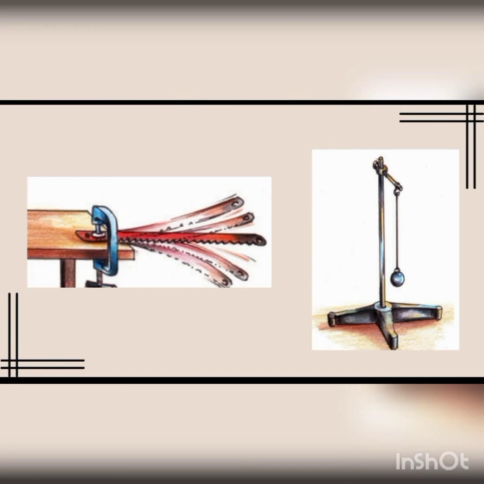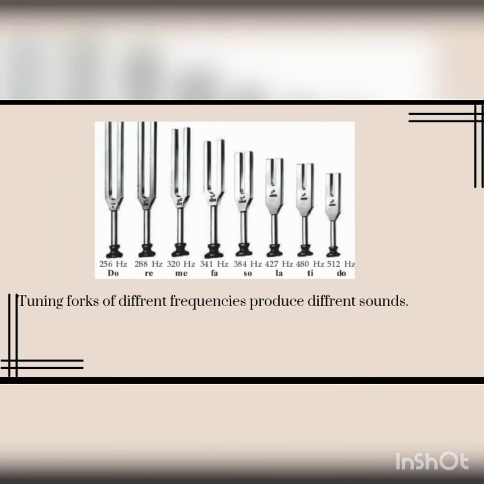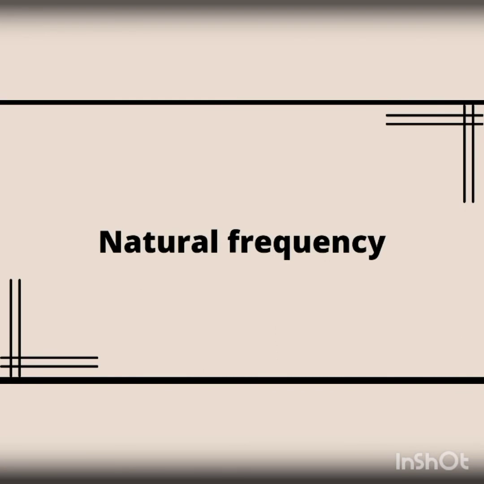Now let's take another example. Set different tuning forks of different frequencies into vibration and listen to the sounds produced. Notice the frequency marked on each of them. We can experience the difference in sound produced by them. The tuning forks of different frequencies produce different sounds. These are all due to a property known as natural frequency.